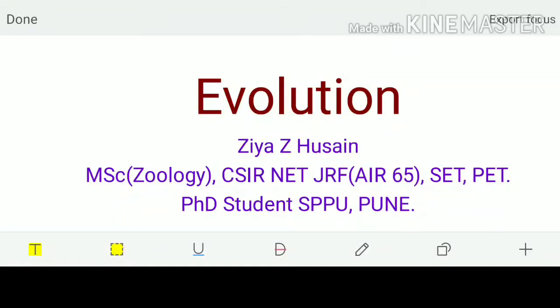I've done MSc Zoology, have qualified CSIR JRF with all India rank 65. Have qualified SET Maharashtra as well, and one more exam that is called PET for the PhD. Right now I am doing my PhD at SPPU Pune.